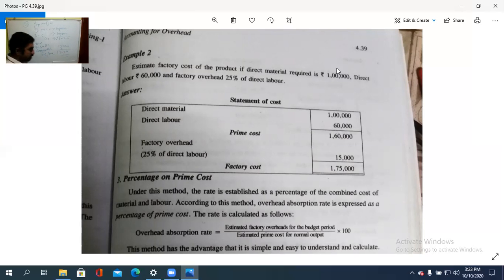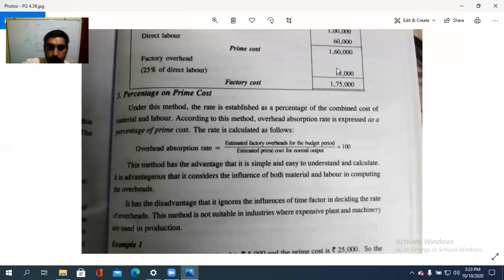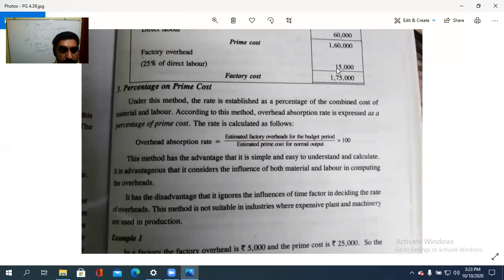See, this is the percentage on what? Factory overhead on direct labor or wages. Next is percentage on prime cost. What is its formula? Estimated factory overheads divided by estimated prime cost into 100. That is the formula. So how is it to be done?